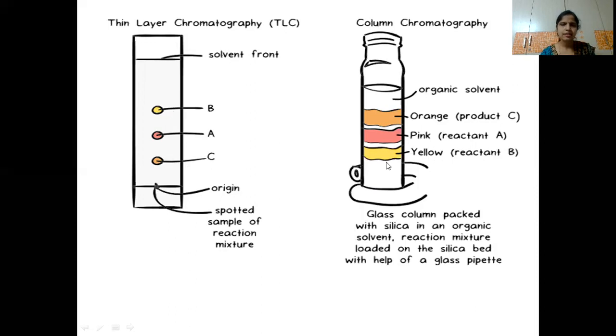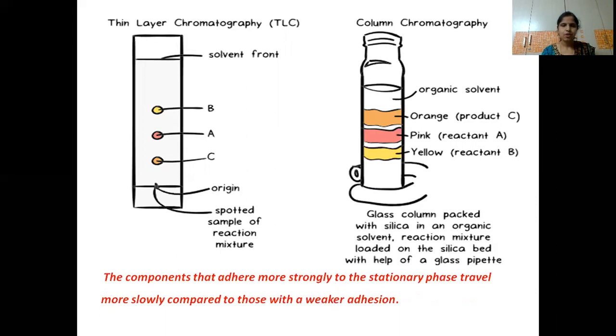So what does this indicate? The B component has lesser affinity towards the stationary phase, and it has more affinity towards the mobile phase. So the components which have more affinity towards the mobile phase will travel to a larger distance. Or you can remember it this way: the components that adhere more strongly to the stationary phase travel more slowly.